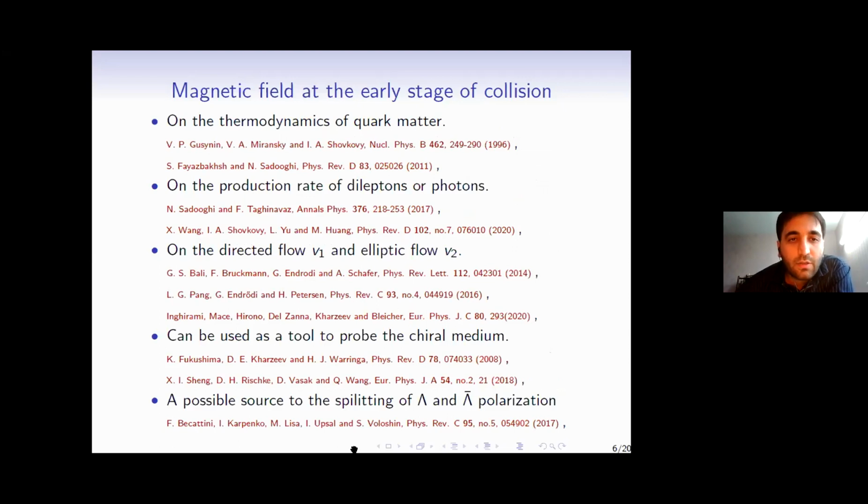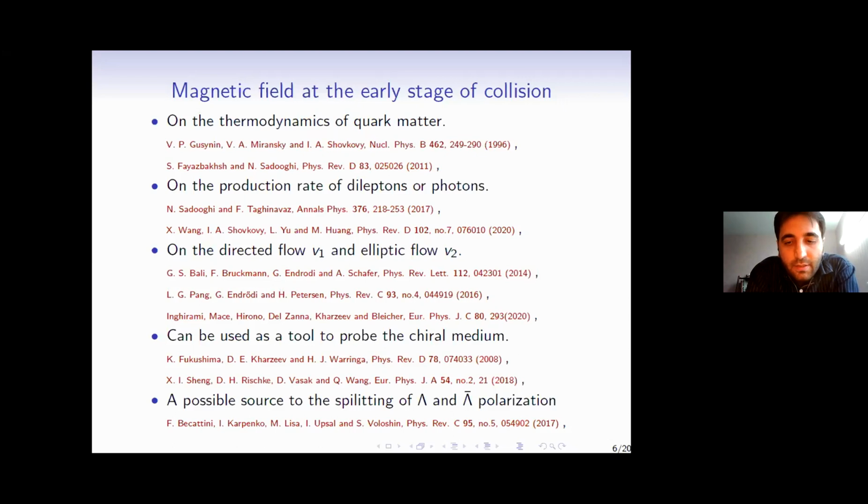And also people started to study the effect of the magnetic field on the dilepton production rate or the photon emissions, or its effect on the elliptic or directed flow. But one of the most interesting parts is that you can use the magnetic field to probe the chiral medium and investigate the anomalous transport properties.